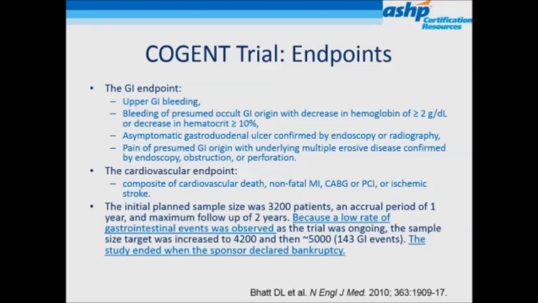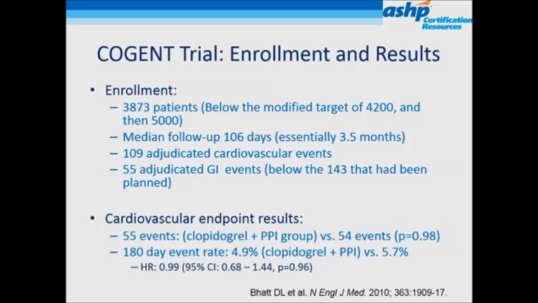So can't blame them for that, but when you look at what happened, they didn't quite meet their enrollment. And the mean follow-up in this trial was not even 4 months. It was 106 days. They didn't quite get the GI events they were looking for in their primary endpoint, which they wanted 143. They only got 55, but then everybody looks at the result and says, hey, when it came down to the events, it was only 55 versus 54. That should clearly show that there's no difference, right? I think that doesn't pass the statistical muster of anyone's definition of power, endpoints, long-term follow-up, et cetera, right? But this is a study that everyone looks at.